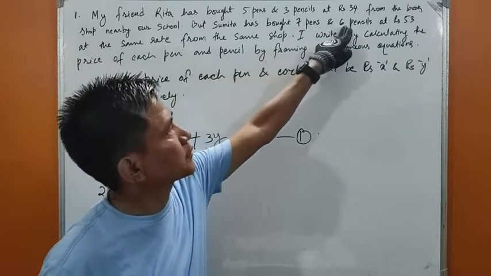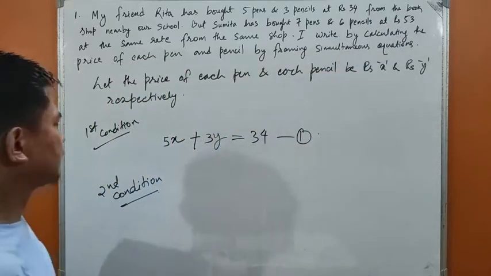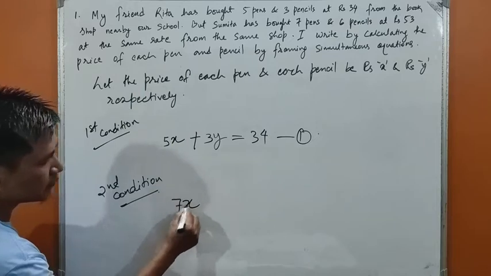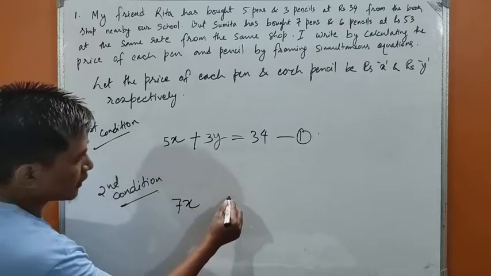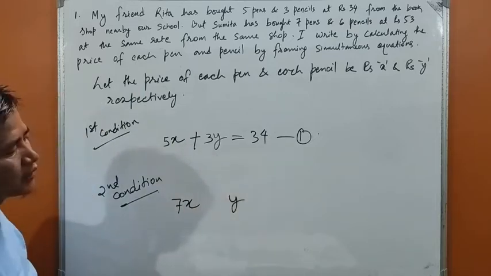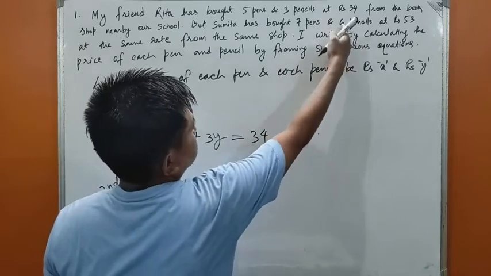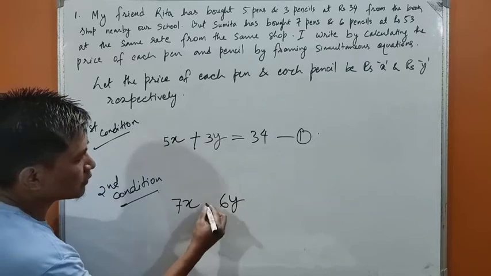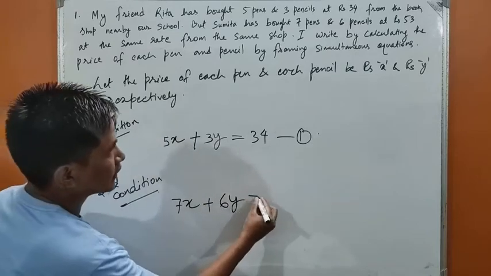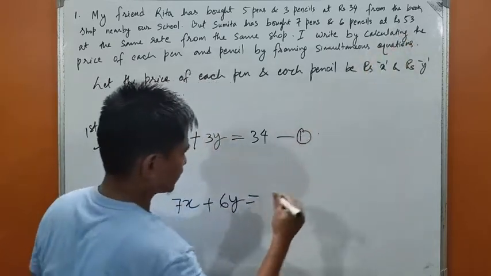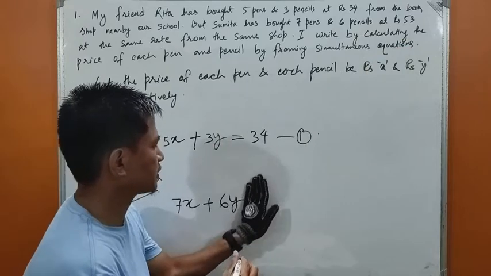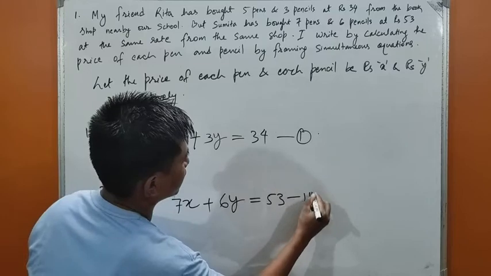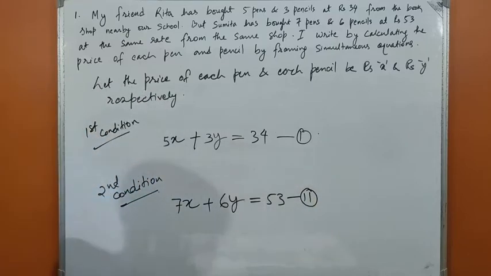And second condition, 7 pens and 6 pencils at rupees 53, isn't it? So the price of each pen is rupees X, so the price of 7 pens will be 7 into X. The price of each pencil is rupees Y, so the price of 6 pencils will be 6 into Y. So the total cost will be 7X plus 6Y, equals rupees 53. This is equation 2. Now we can solve 1 and 2, isn't it?